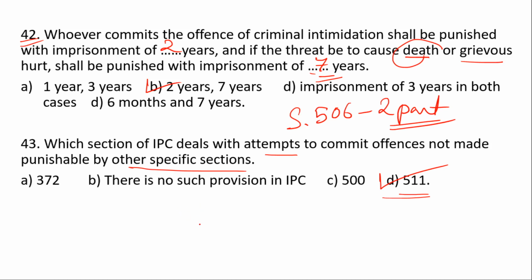One thing to remember: attempt is an inchoate crime. Inchoate crimes means just begun, not fully developed. So attempt, abetment, conspiracy, all these are inchoate crimes. That means it has begun but the thing is not fully developed or completed, which is called an inchoate crime or preliminary crime.